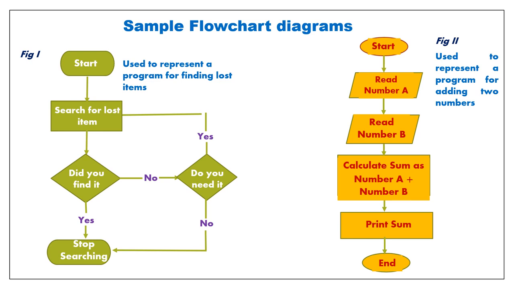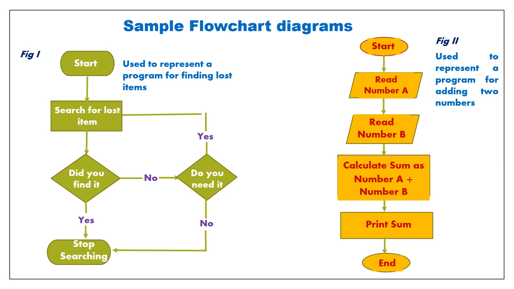Now, when you're searching for a lost item, the arrow goes down to the diamond shape that helps you make a decision if you have found your item. So we prepare a segment that will say, did you find it? If you did find the item, it means you will need to give the system a response yes. When you say yes, it goes down to stop searching. If you give it a no response, it takes you to, do you really need it?